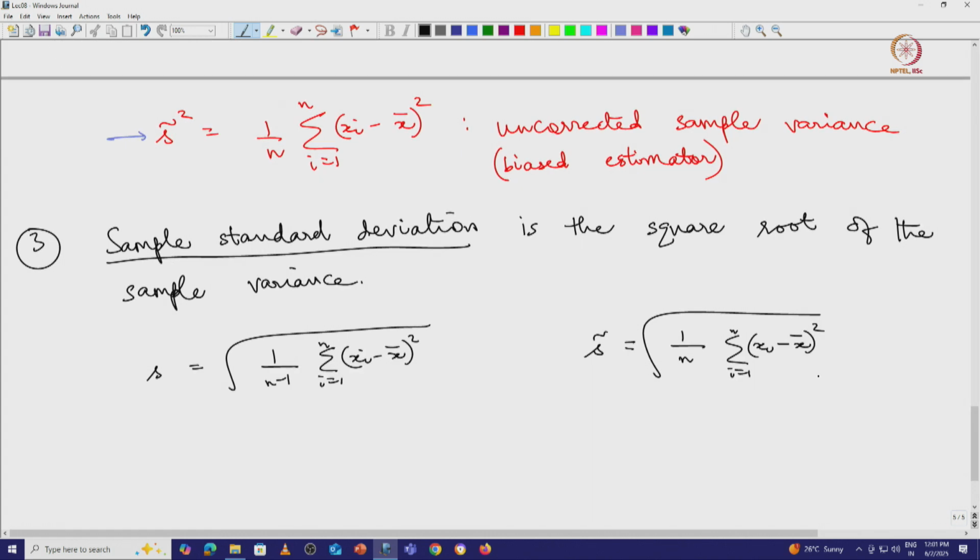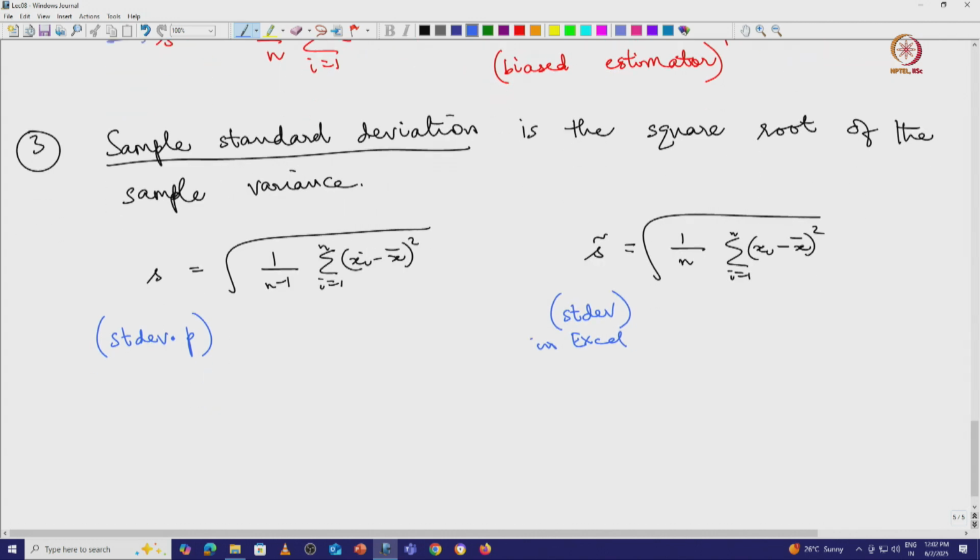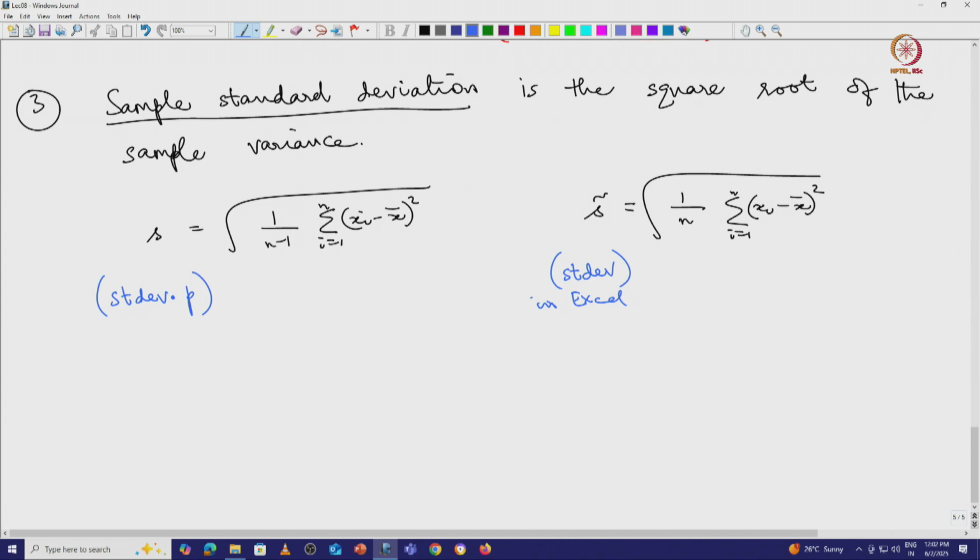So like I said, in Excel if you use the function stdev.p, the population standard deviation, this is the equation that is used, but if you directly use just stdev in Excel this is what you would get. So it is important to be mindful of what is going on in our statistical tools or programming languages. And finally we come to a discussion of the sample covariance.